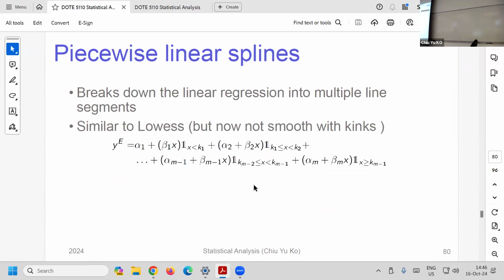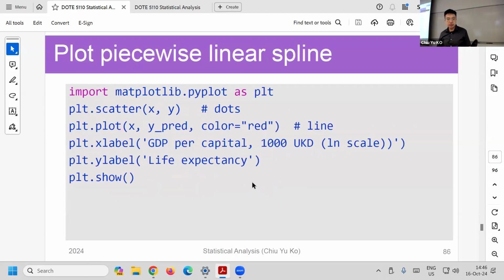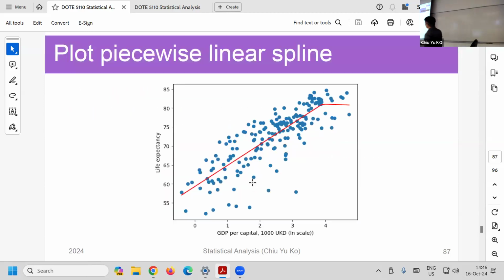I talked about how to match this. Instead of allowing one line, you match them with segments, so you allow some kinks. It need not be a line. So at the end, we want to fit a regression here and a regression there. And you will ask why we do that. There's absolutely no reason why we cut off at that point.